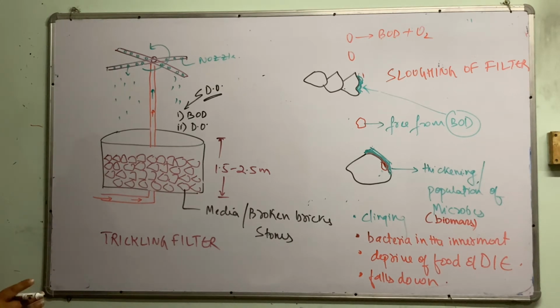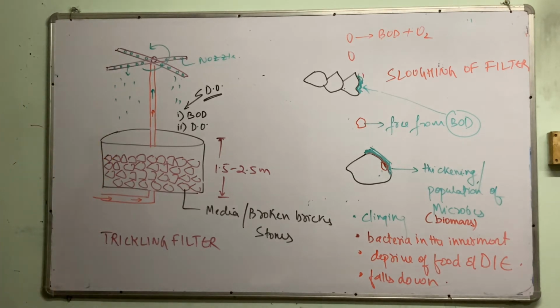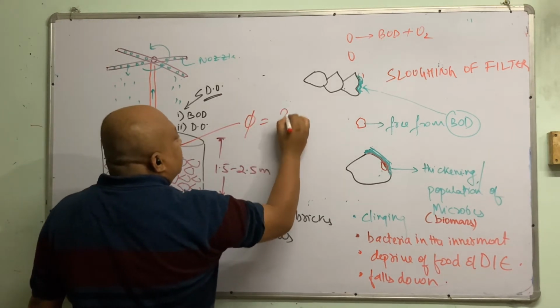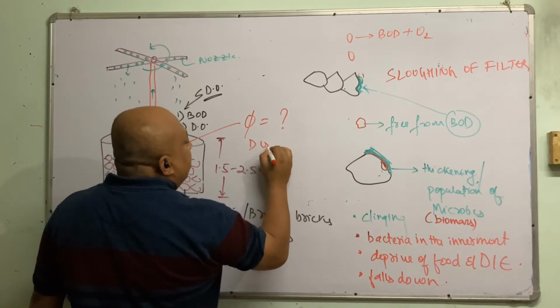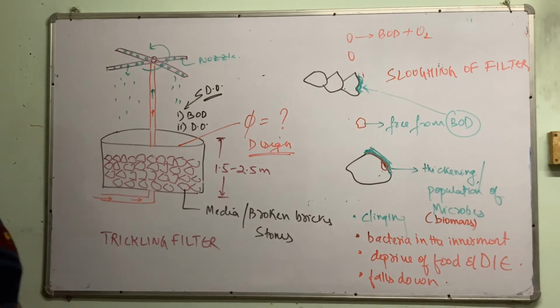This concept I've already explained to you in Environmental Engineering 1. Now, my topic is the design: what should be the diameter? This is the design of a trickling filter. So now let me design the trickling filter. Okay, clear?